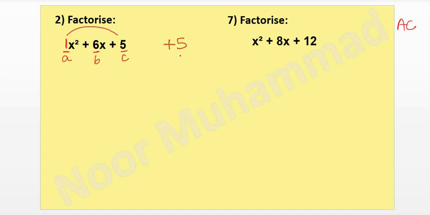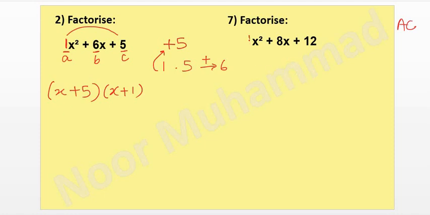Now, how can we make the factors of positive 5? 1 times 5 is 5. There is no other number that can divide 5. If I add 1 and 5, it is giving me 6. So if you add them, it is giving you 6. If you multiply, you are getting positive 5. Now, how will you write the factors? It's very simple. x plus 5. Try to write the bigger number first and then write x plus 1. Clear? Okay, now let's solve question number 7.